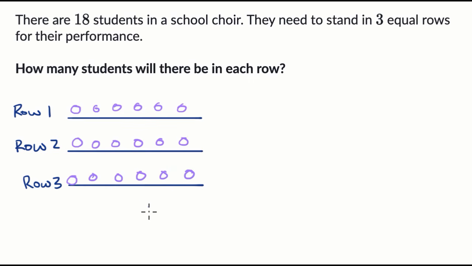All right, it looks like I got the exact same number of circles or students in each of these 3 rows. How many are there? It looks like 1, 2, 3, 4, 5, 6 in each of these rows. There's 6 here, 6 here, and 6 here.